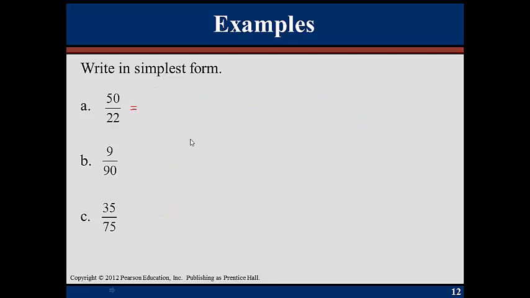Again, let's write in simplest form, 50 divided by 22. So a common factor between both of them, we can start with 2. They're both even, so we can divide both by 2. 50 divided by 2 is 25, and 22 divided by 2 is 11. So we have 25 over 11, and this is in simplest form.